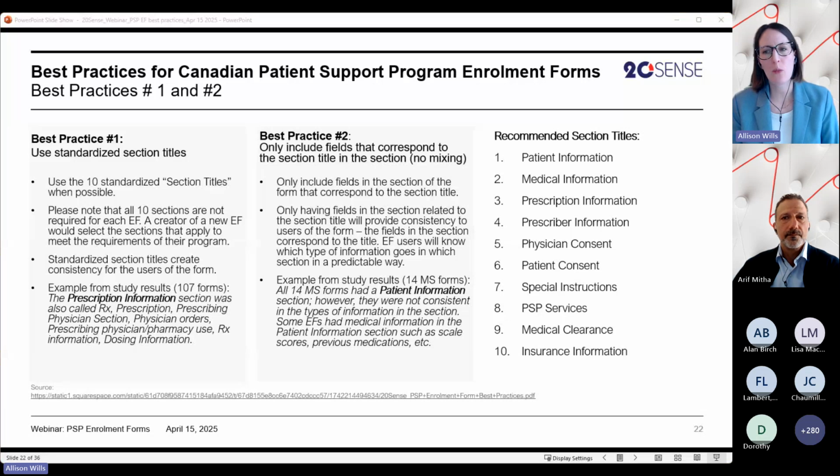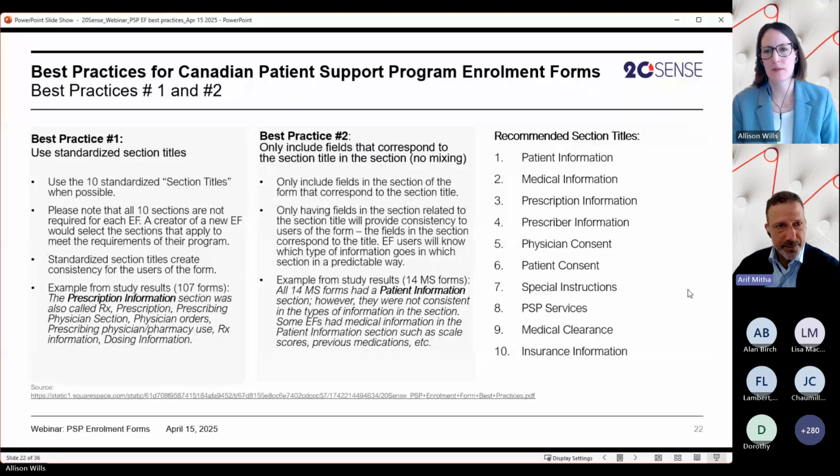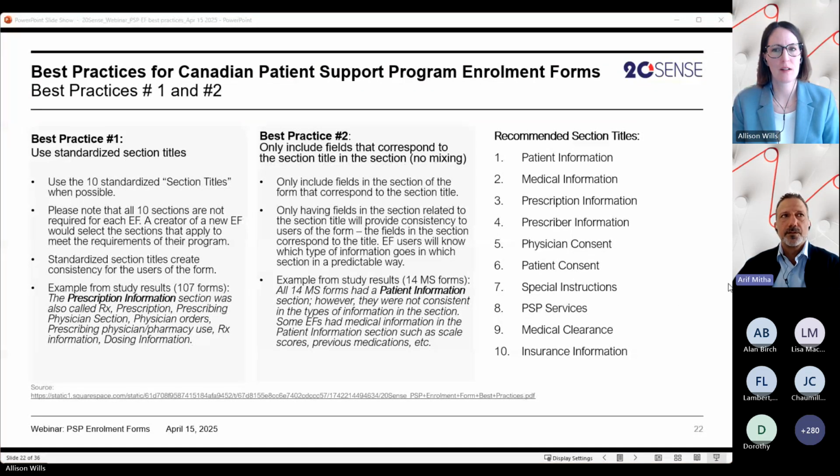Arif, there's a question. Would you recommend the same order as we see here on the far right? So the recommended section titles, is that the order it should appear in the form? We didn't create a recommendation for order, but it's a good question. We thought about it, but we just stopped here with the title. Okay. Sometimes even the consent, like patient consent, prescriber consent, was on page 2. So we just didn't go that far.